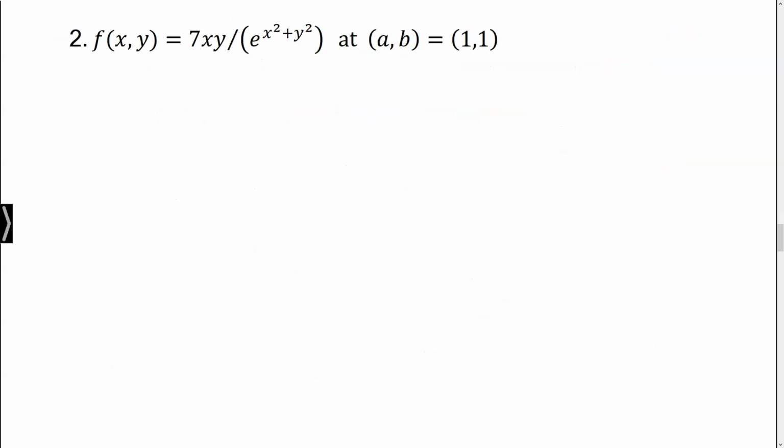So this is actually the default function set up on CalcPlot 3D. When you first open it up, it has z as a function of x and y, and this is the function that they use kind of as their template, the one that looks nice. So 7xy divided by e raised to the x squared plus y squared power. So let's calculate the first partial with respect to x.